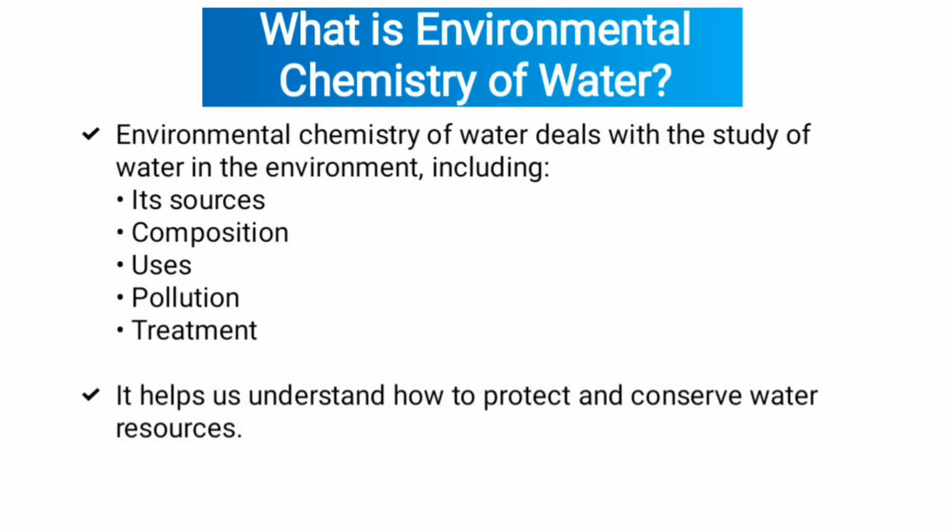What is environmental chemistry of water? Environmental chemistry of water deals with the study of water and the environment, including its sources, composition, uses, pollution, and treatment. It helps us understand how to protect and conserve water resources.